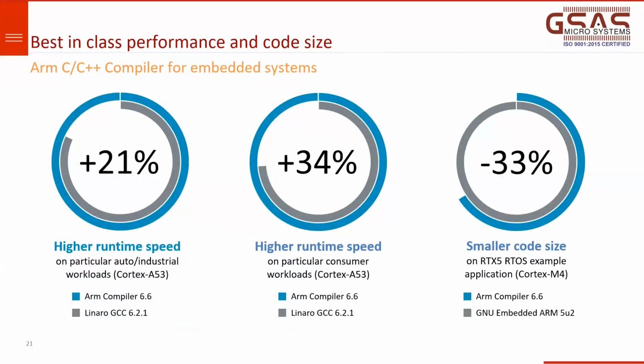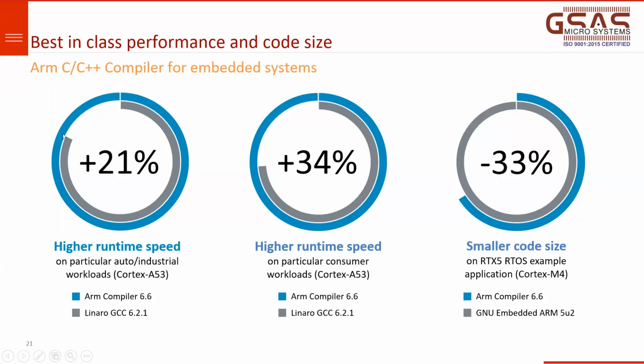This particular slide is basically to tell you ARM keeps doing benchmarking of their compiler against the open source compiler, which is the GNU compiler. And here they're doing it with the Linaro GCC. ARM invests heavily in getting the Linaro GCC popular. But still, this particular slide is to show how a commercial compiler like ARM compiler can do more wonders. First, you can see this benchmarking is done on an automotive or industrial workload running on a Cortex-A53.